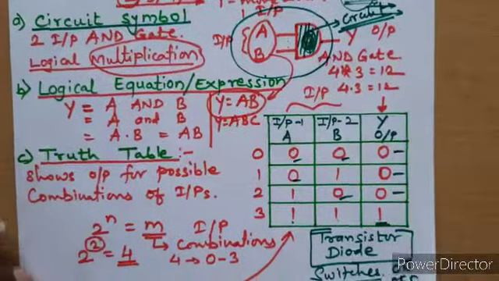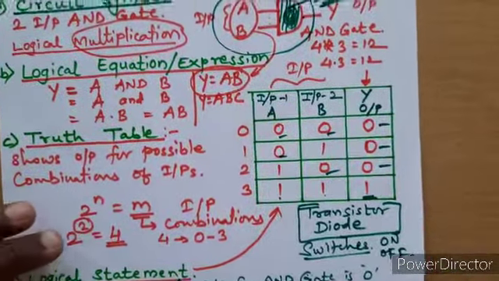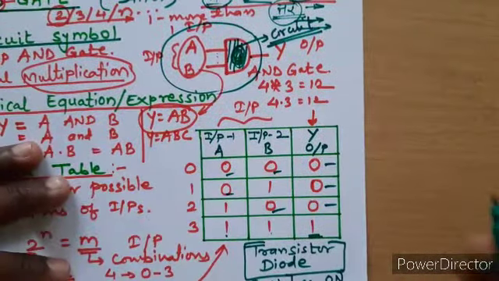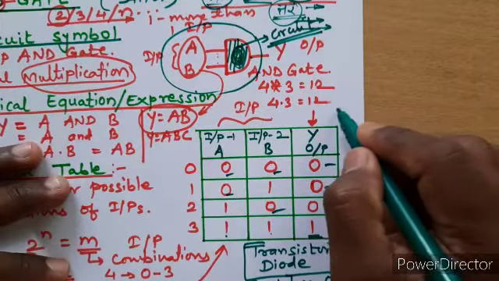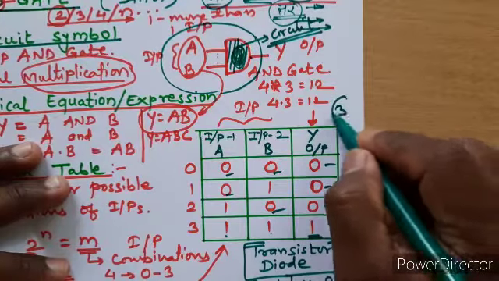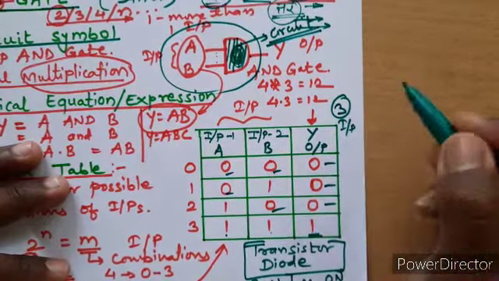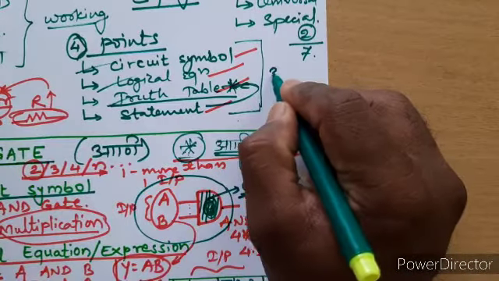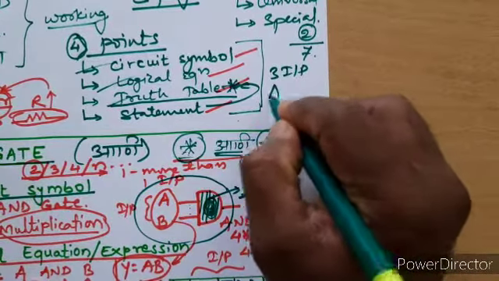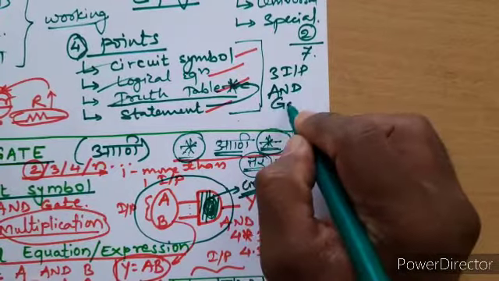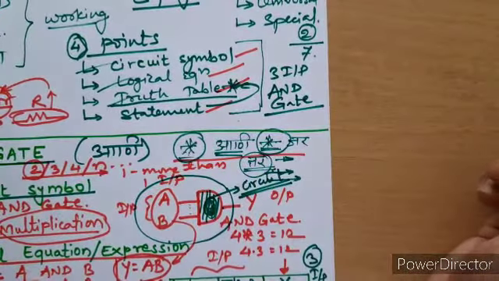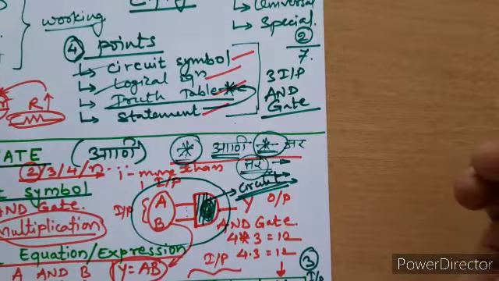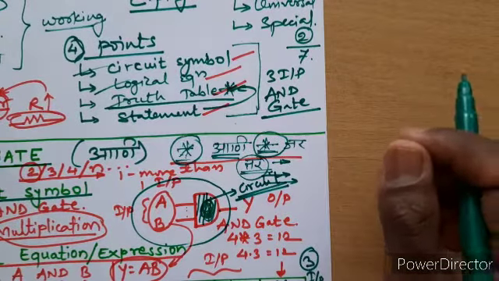Now you can take one assignment. We have considered here a 2 input AND gate. So you can try for a 3 input AND gate, all with the help of these 4 points. Okay, and you can just post it to me on my personal WhatsApp.